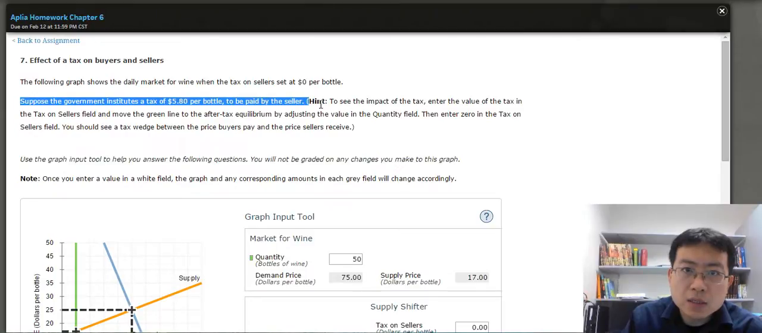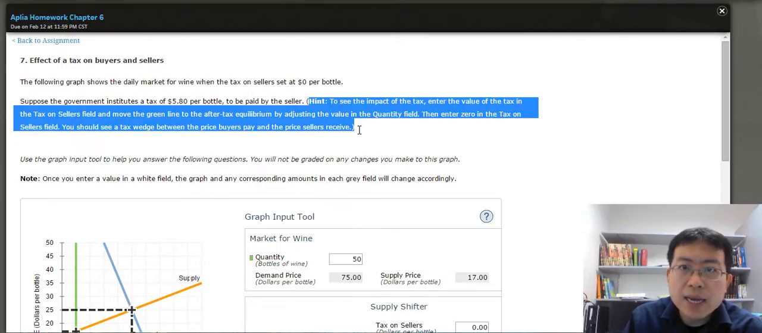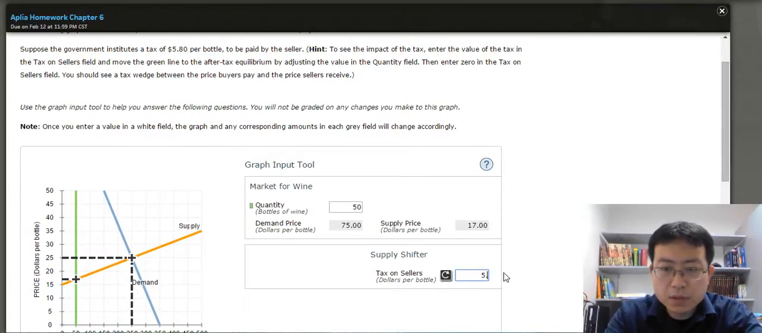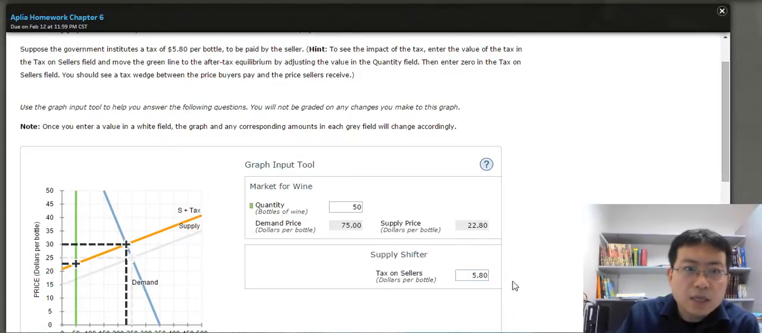This is a very important message over here. So hint, to see the impact of the tax, enter the value of tax in the tax on seller field and move the green line to the after tax equivalent by adjusting the value in the quantity field. Okay, so we're gonna put $5.80 over here. Now once you put the $5.80, your supply curve will move and go into a new equilibrium.